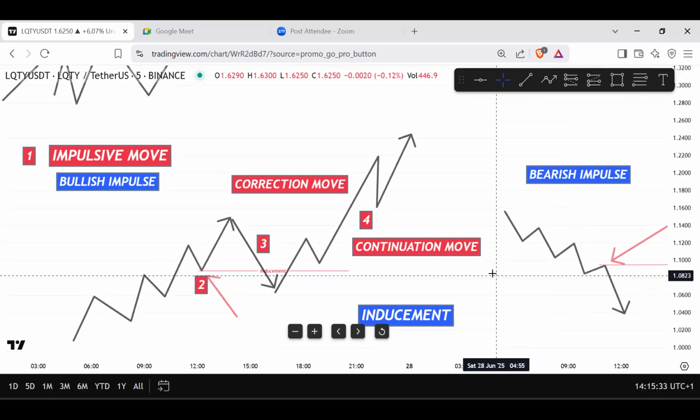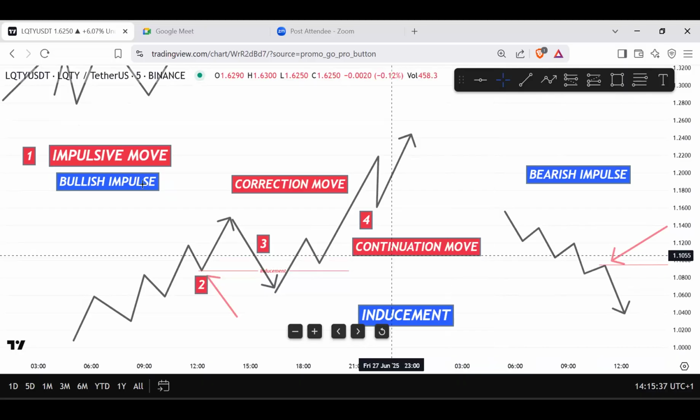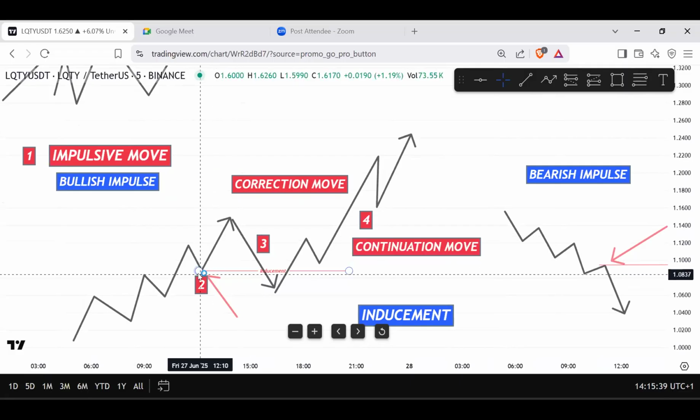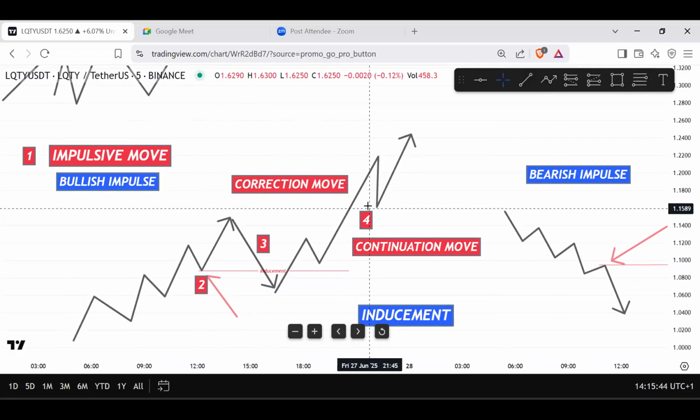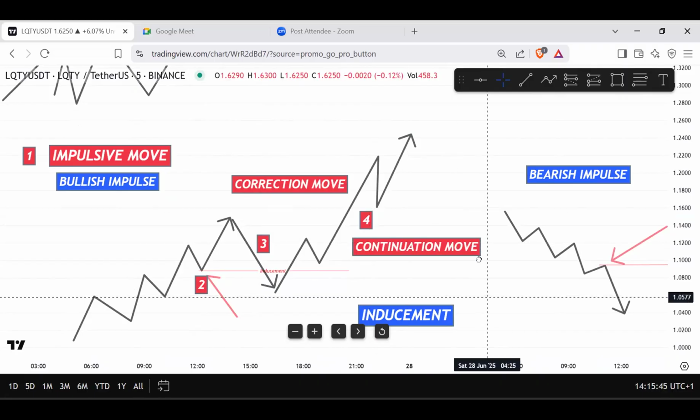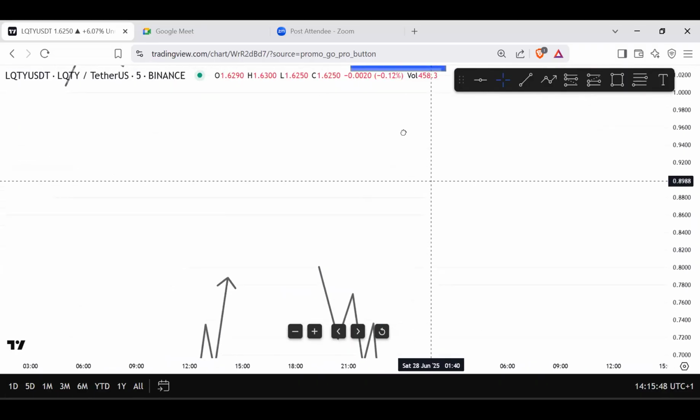Did you get number 1, 2, 3, 4? Yeah. 1, 2, 3. 3 is a correction. Yeah. 4 is a continuation move. So let me do it on a fresh chart.